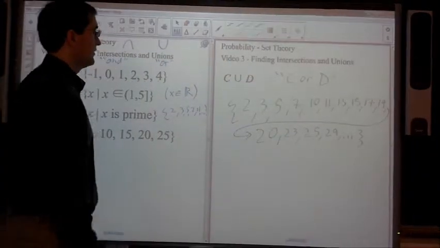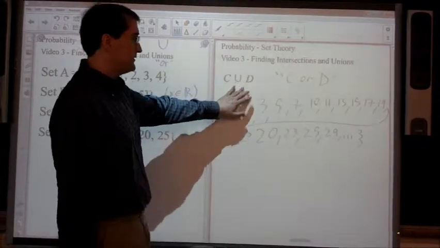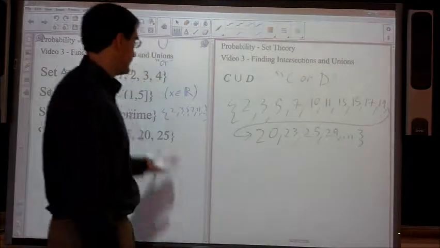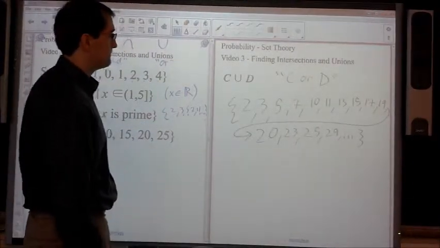So that would be our list. We can have a union that is infinitely big, because after all, there's no end to the number of prime numbers. So we have that. Next one here. A and D.